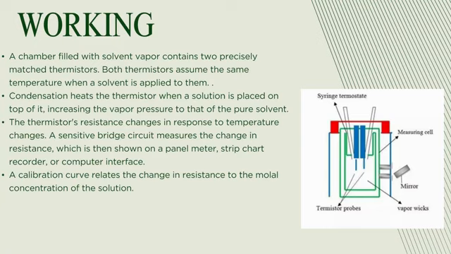A bridge circuit detects the difference in resistance between the two thermistors. The resistance difference is proportional to the temperature difference, which reflects the vapor pressure depression. The resistance change is converted into an electrical signal by the bridge circuit. This signal is then sent to a display unit, for example, a panel meter, strip chart recorder, or computer terminal.